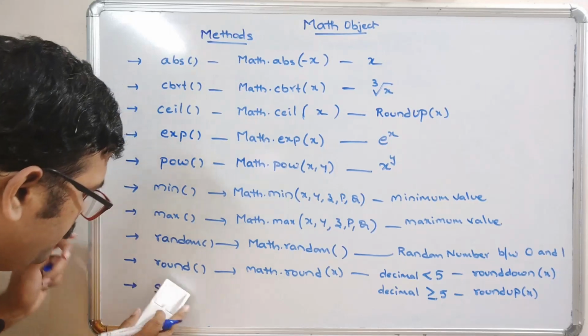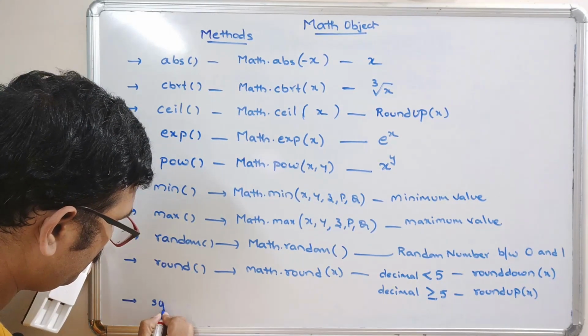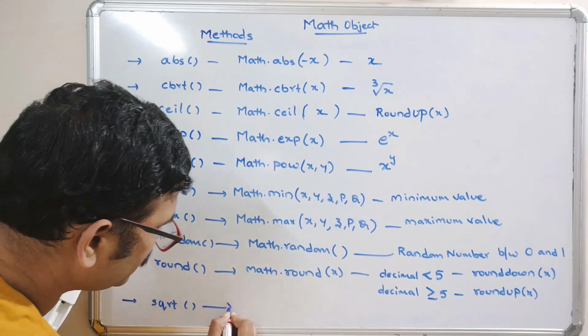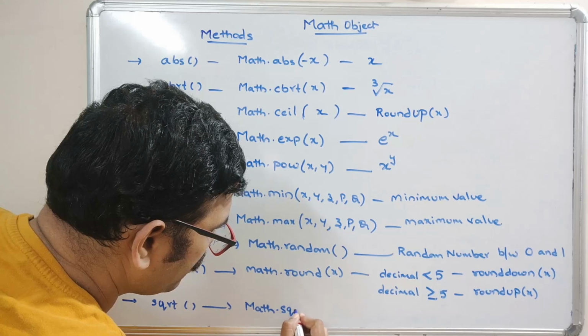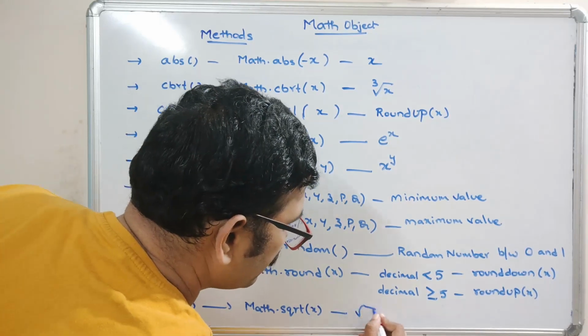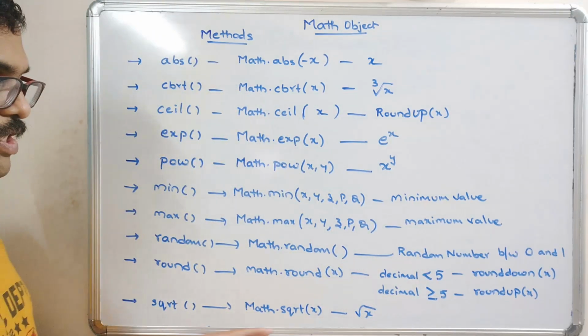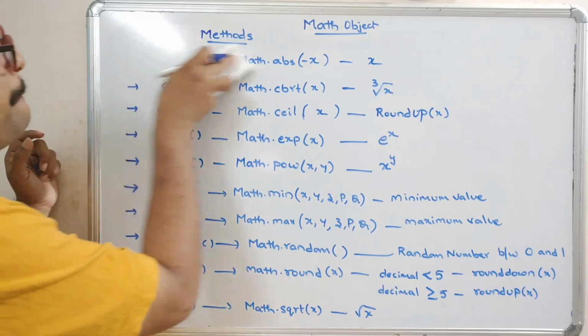Square root. For the square root function, we will go with Math.sqrt of x. Automatically we will get the square root of the x value. Okay.